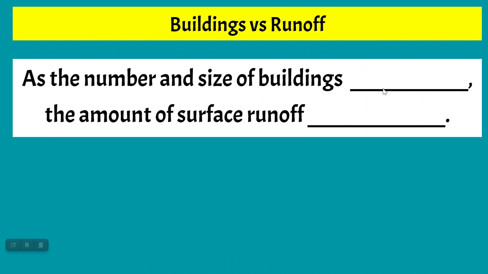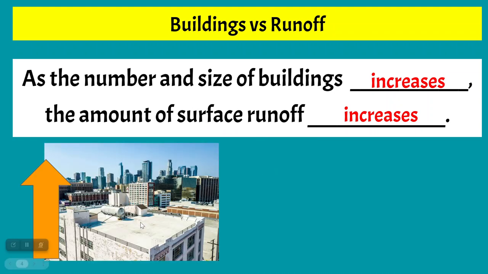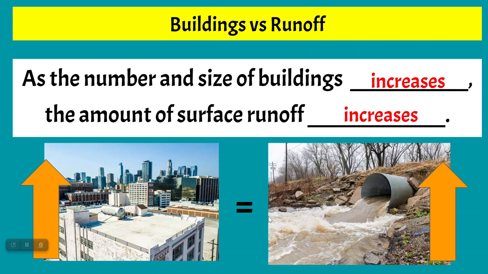All right, so as the number and size of buildings increases, so that means the more buildings we have and the bigger those are, the amount of surface runoff is also going to increase because we have more surfaces now that are impermeable. We have more roofs, we have more probably pavement for parking lots near these buildings and things. So the amount of surface runoff increases. So here's an example. We are increasing the number of buildings and things that we have, and so it means that we're going to have increased runoff.